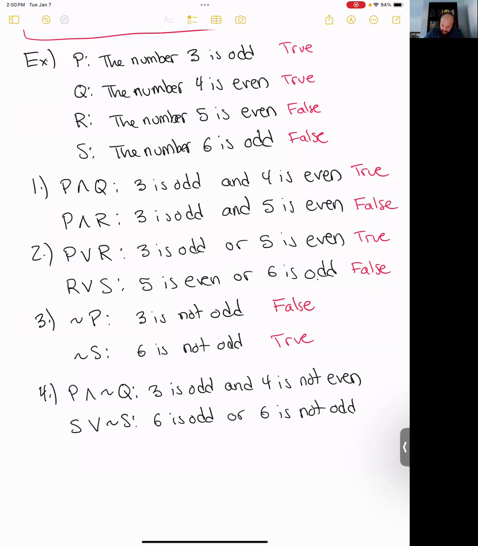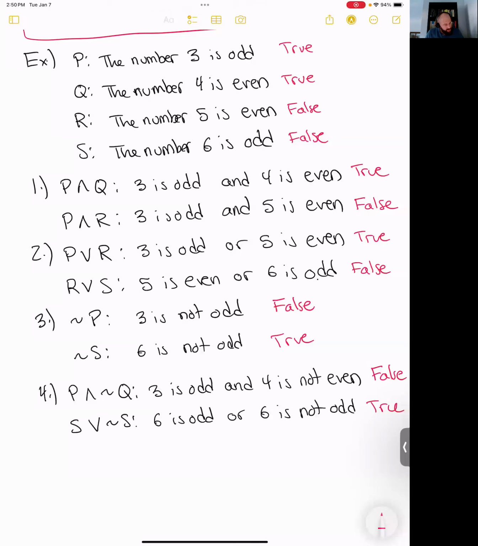Okay, so in this case, the first one, 3 is odd and 4 is not even, is false because 4 is even, and you need both of them to be true. The second one is true no matter what number we plug in because it's saying the number is odd or the number is not odd. So that's true for any natural number that we can plug in, and so it's certainly true for 6.